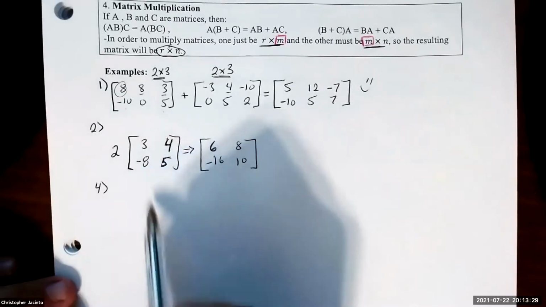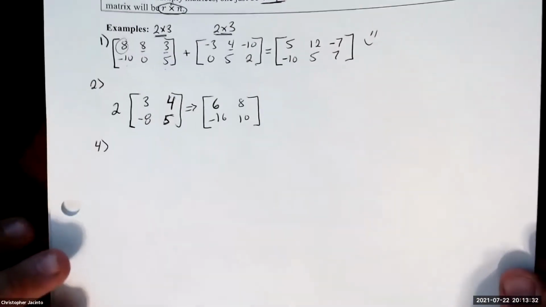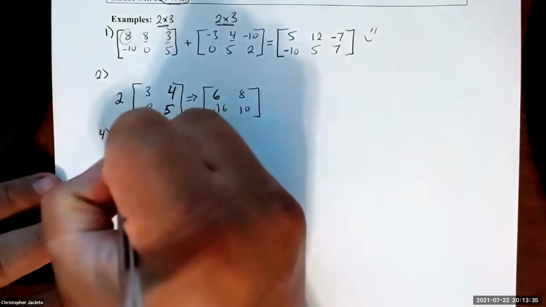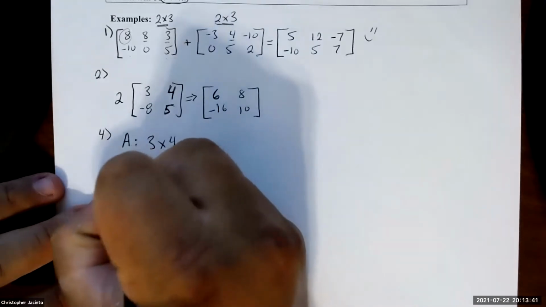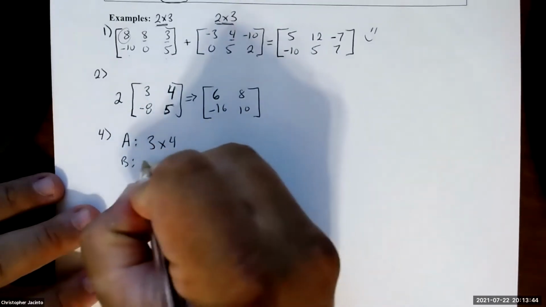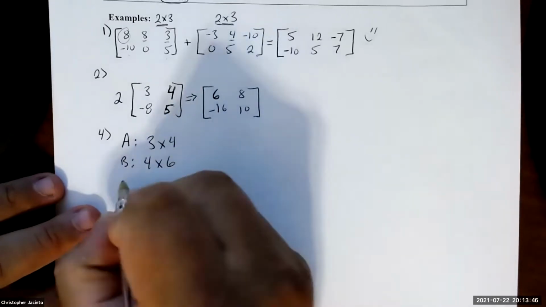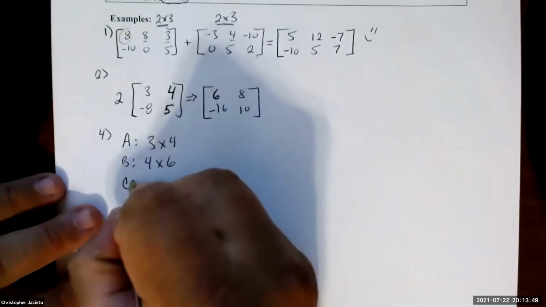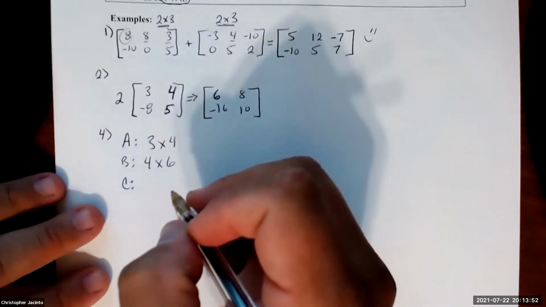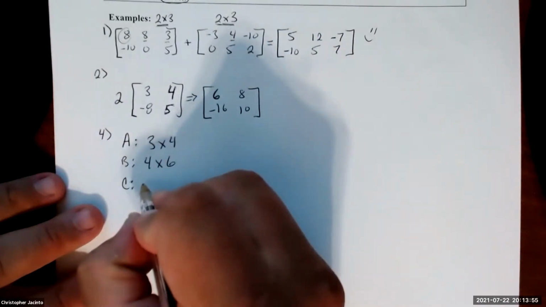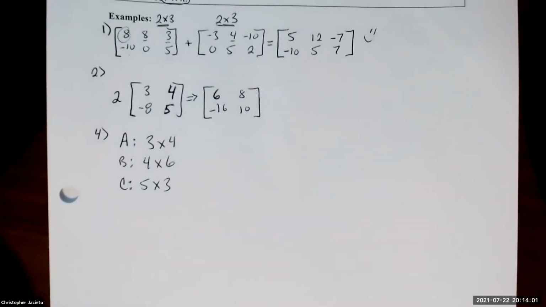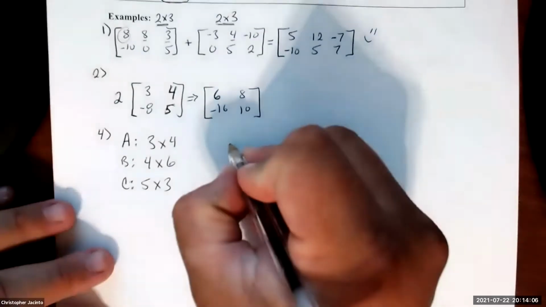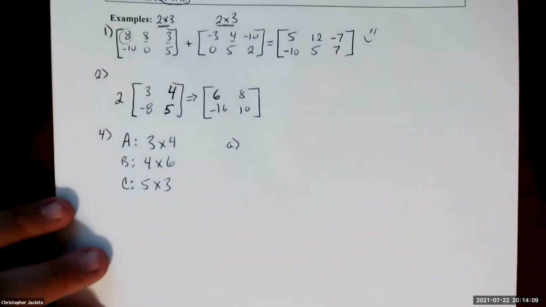All right. So before we actually multiply matrices, let's just do a little practice. Let's suppose we have matrix A, which has dimensions 3 by 4. Matrix B has dimensions, let's say, 4 by 6. And matrix C has dimensions 5 by 3. The whole goal is to figure out, can we multiply some stuff?